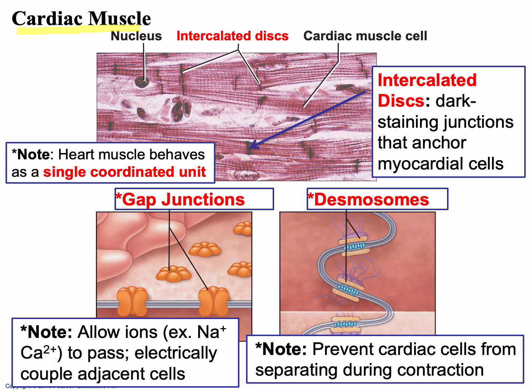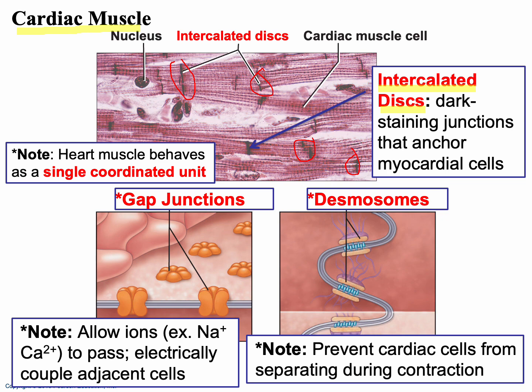Okay? So, intercalated discs. And we can see them in this picture of histology here. Right here, right here, right here. So there's a lot of them here. One thing that's important to understand too is the fact that the heart muscle will behave as a single coordinated unit. All the cells work together for the heart to contract. It's an all or none event.